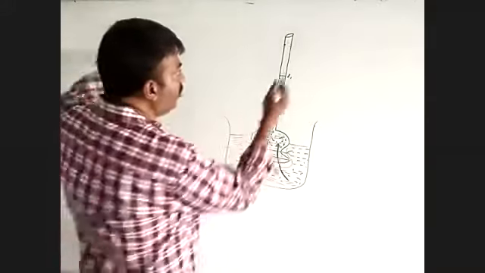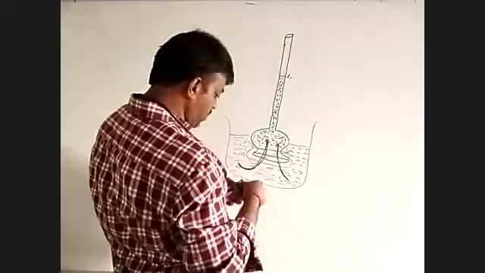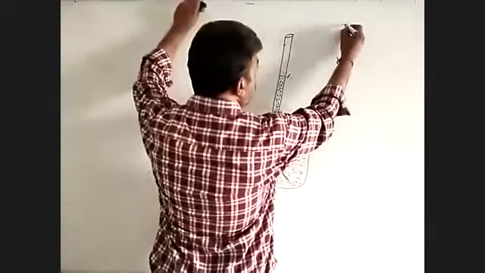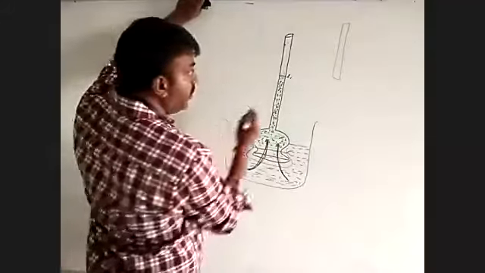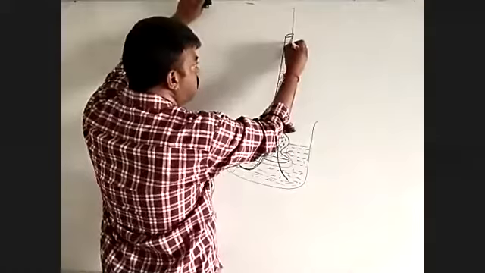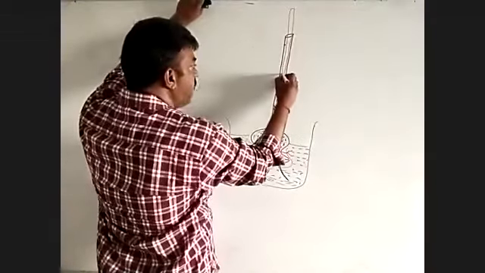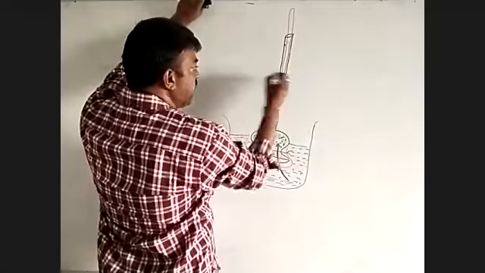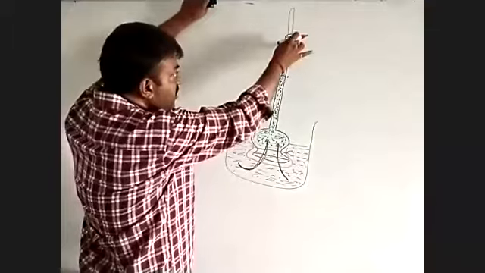But now, I told you from the last class, yes, by taking a glass rod, this is the glass rod. Okay, right. So by using a glass rod you can apply external pressure from the upper part of the thistle funnel.